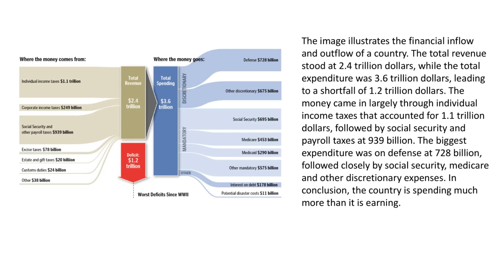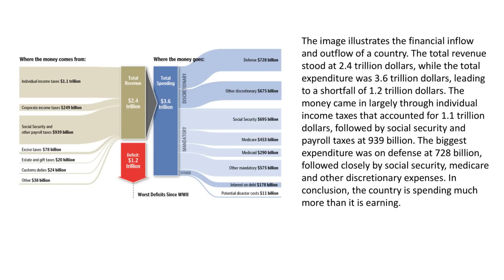First of all, cover the main points: that the image illustrates the financial inflow and outflow of a country. And then the main point is the total revenue stood at $2.4 trillion, while the total expenditure was $3.6 trillion, leading to a shortfall of $1.2 trillion. That's the most important point here. And you said that. Now, instead of just saying deficit is 1.2 trillion, I said a shortfall. That they're making a loss, or in their accounts they have this much less amount.